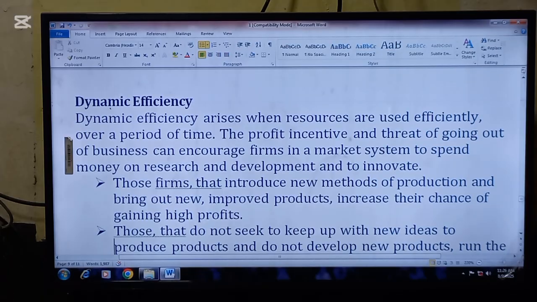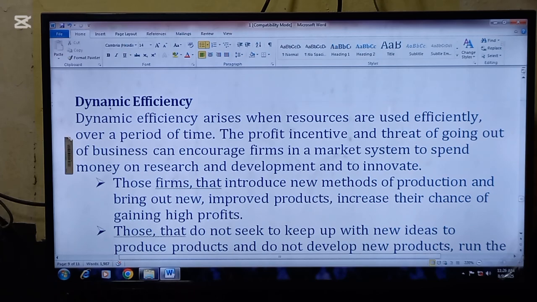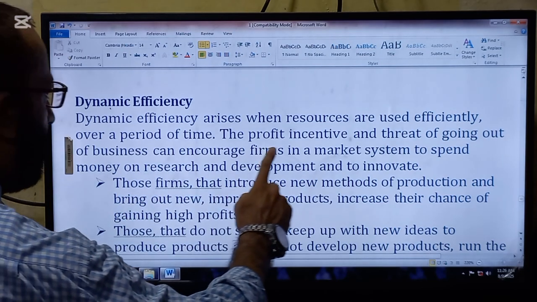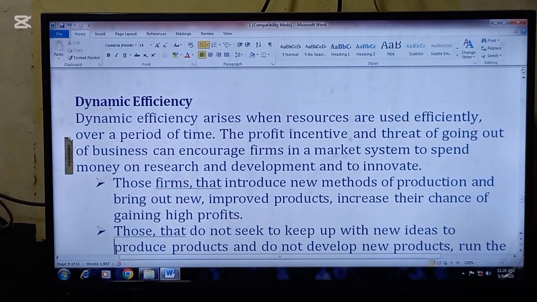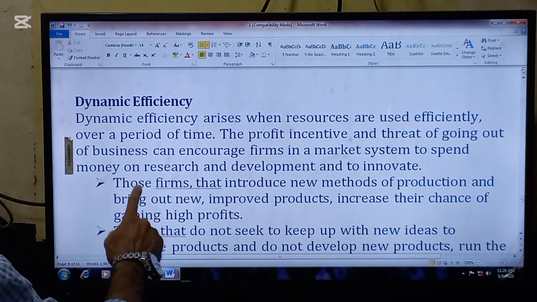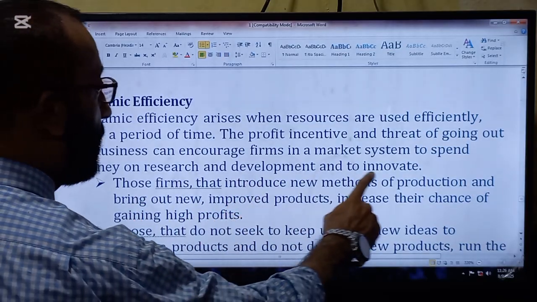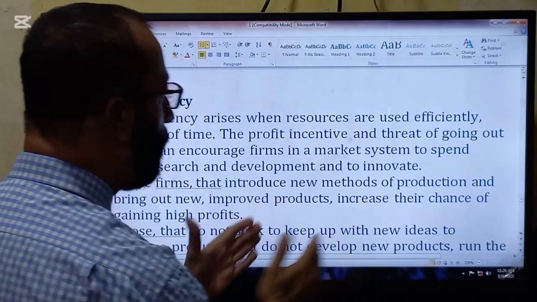The next thing that we are going to read in the lecture is the dynamic efficiency. And here comes the definition of the dynamic efficiency. Dynamic efficiency arises when resources are used efficiently over a period of the time. The profit incentives and the threat of going out of the business can encourage firms in a market system to spend money on research and development and innovation.